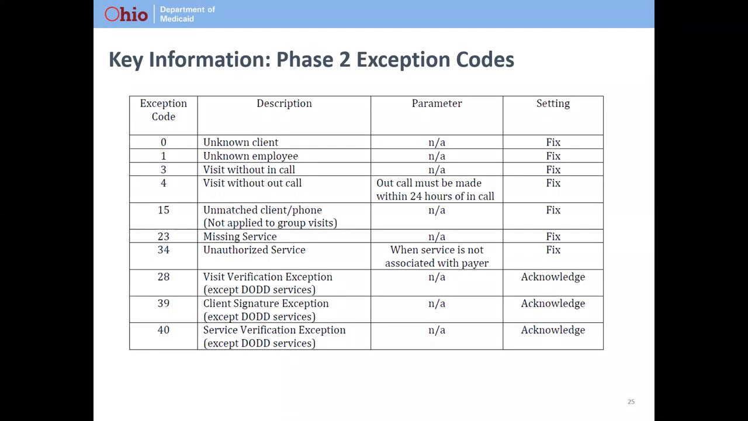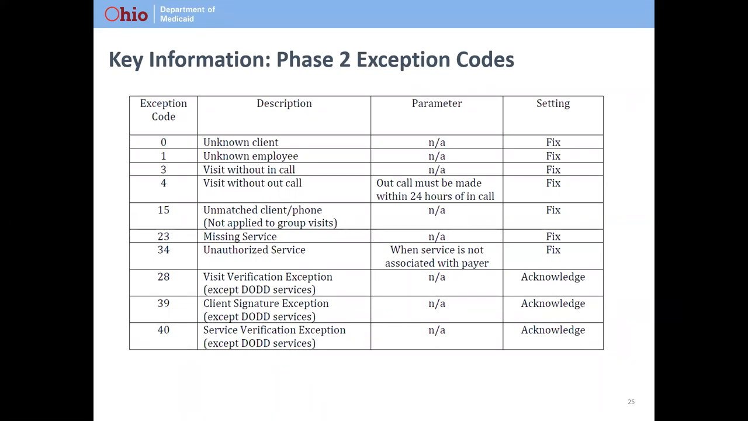For instance, if you look at the first exception code that says unknown client, there is a specific code assigned to that exception, so 0 would be the code. Parameter is not applicable because the setting is fixed, which means if the client is unknown on the visit, the client must be added to that visit in order for that exception to be fixed.